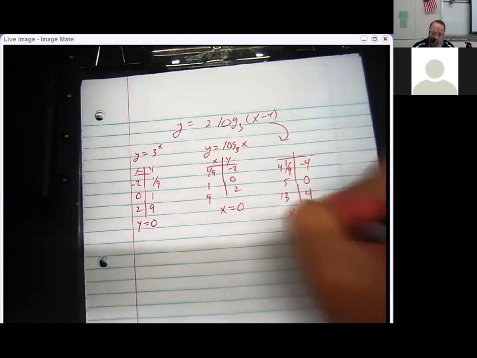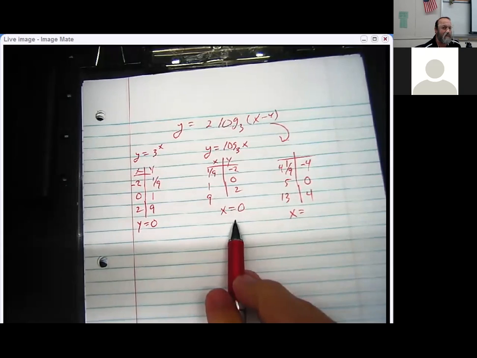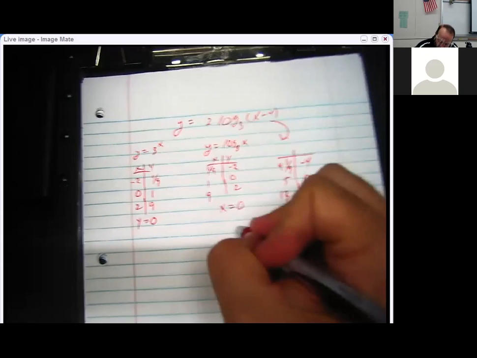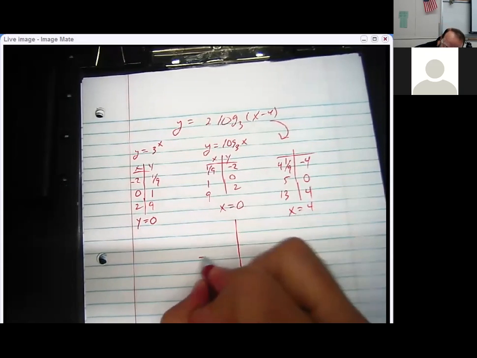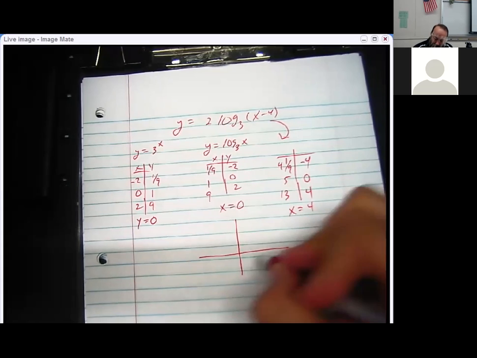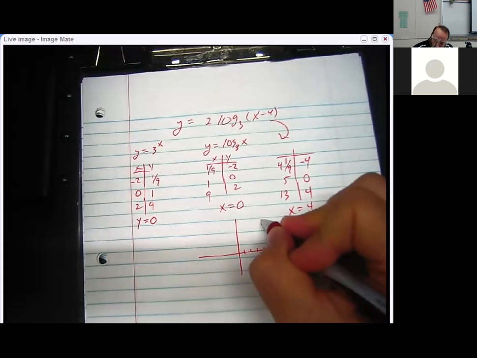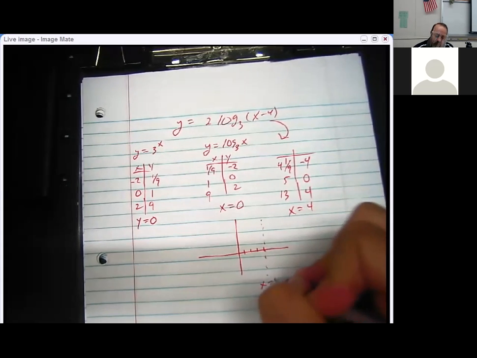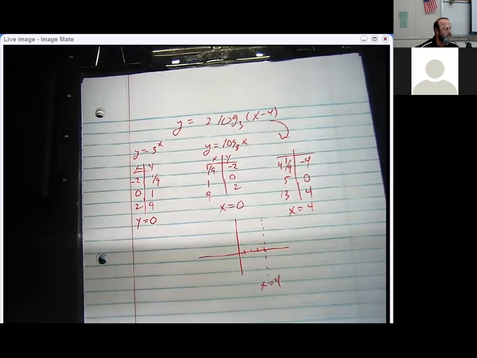So what happened to this asymptote that used to be at x equals 0? Where is it now? It's at x equals 4, and I'm done. So let's see what our graph looks like. I've got a vertical asymptote at x equals 4 right here. Please, please make sure you include your asymptote.